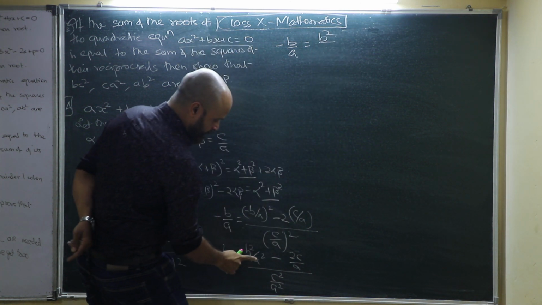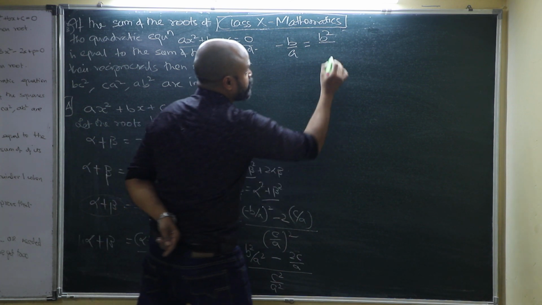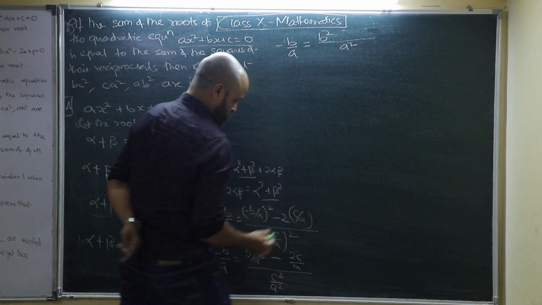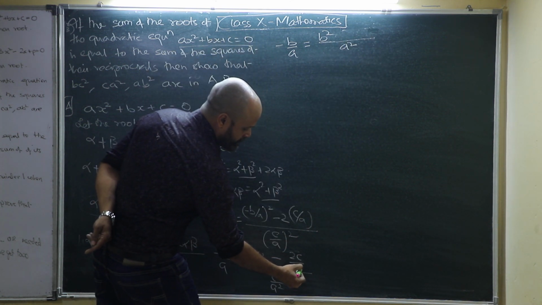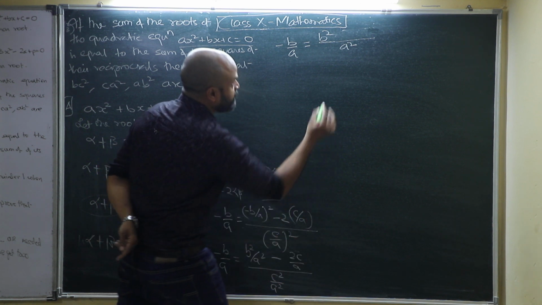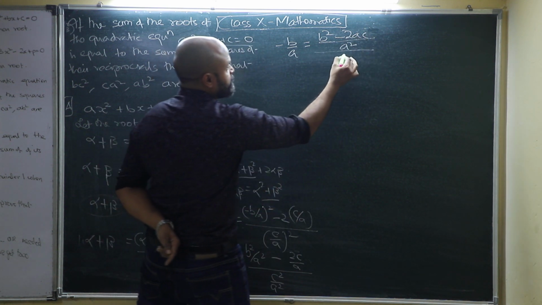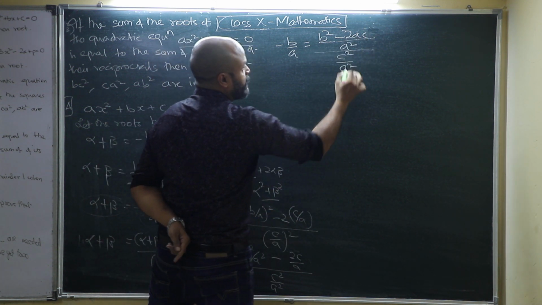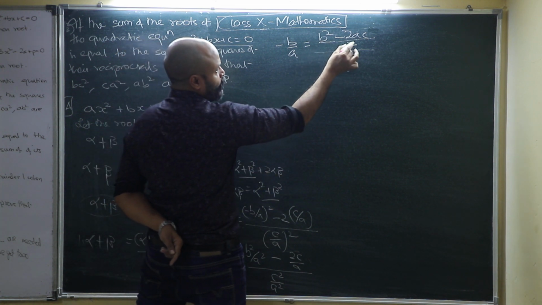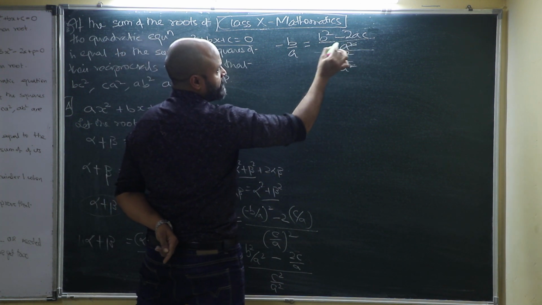If we take the common LCM of a square, we will have a square here. So b square remains unchanged. For this you have to multiply the numerator with a as well. So this becomes minus 2ac, upon a square, and this becomes c square by a square. Now look at this carefully. Both have the denominator a square, so both of them get cancelled.